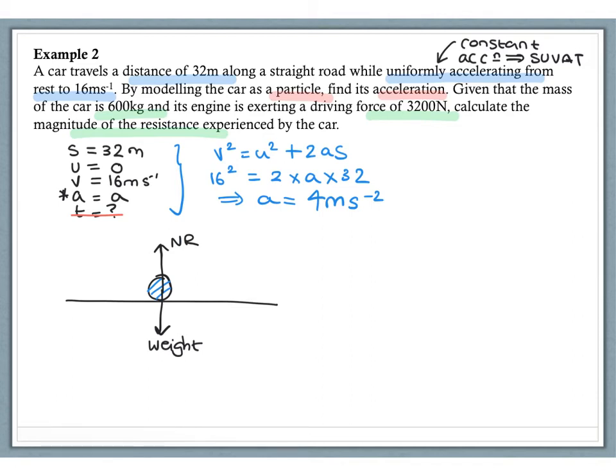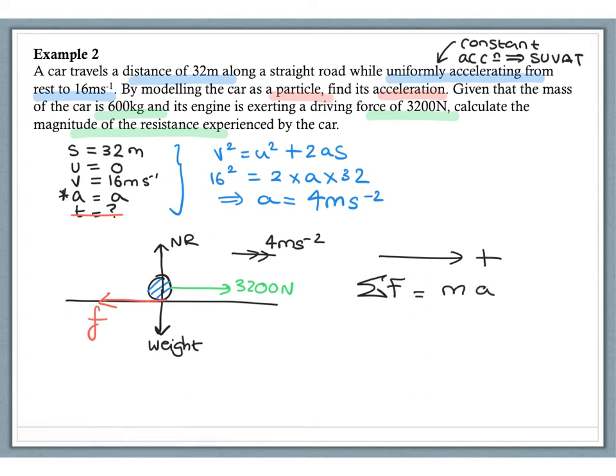So the engine is exerting a driving force of 3,200 newtons, and there must be a resistance experienced by the car, which we'll just call F over here for friction. So the car is clearly accelerating, which means that it's moving in this direction with an acceleration of 4 meters per second squared. So I'm going to take going to the right as a positive direction.